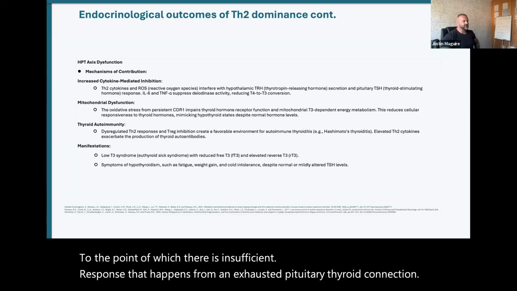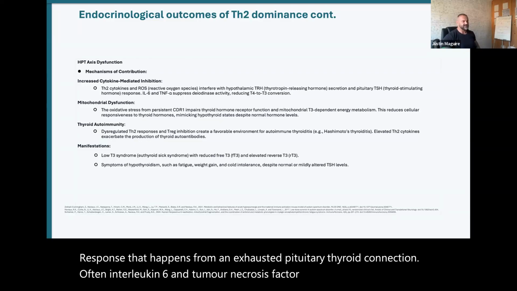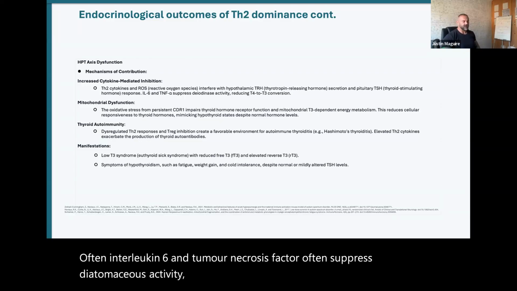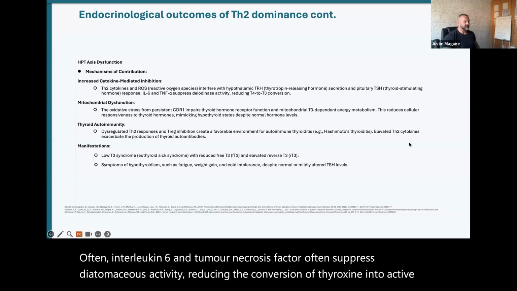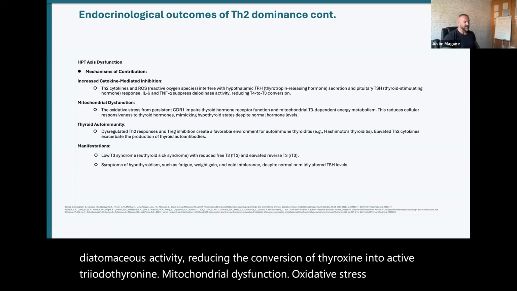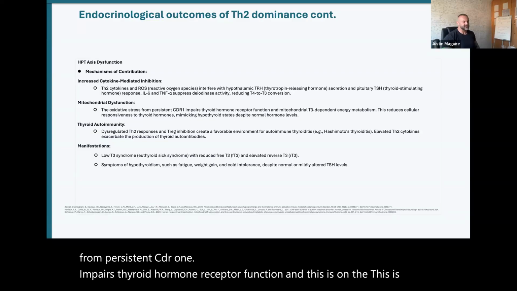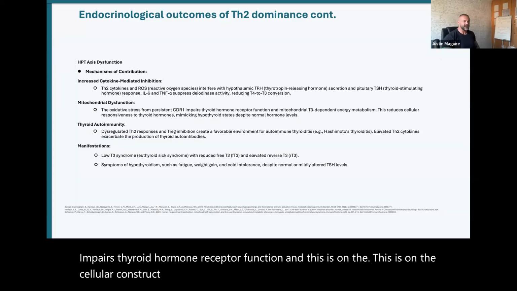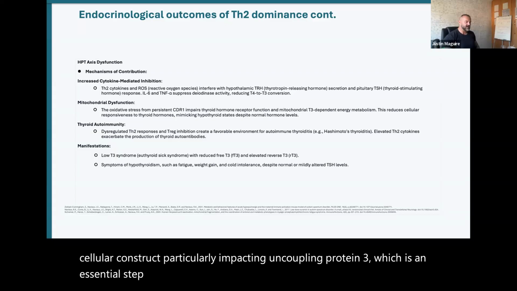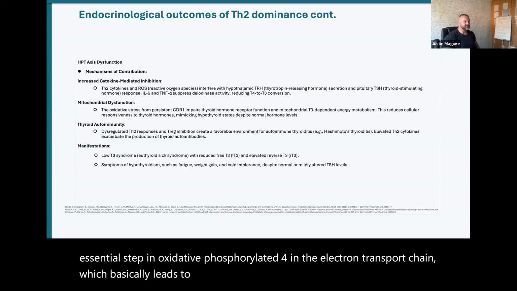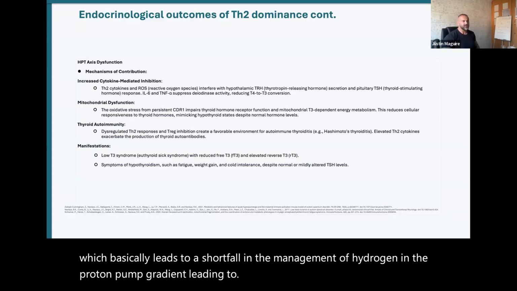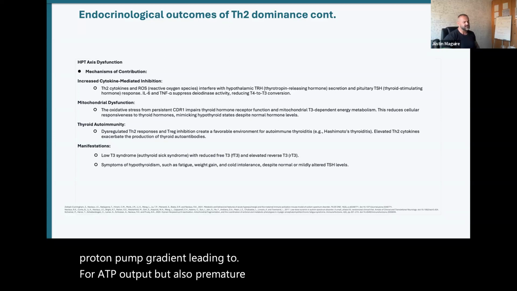Often interleukin 6 and tumor necrosis factor alpha suppress deiodinase activity, reducing the conversion of thyroxine into active triiodothyronine. Mitochondrial dysfunction and oxidative stress can persist and impair thyroid hormone receptor function, and this is on the cellular construct, particularly impacting uncoupling protein 3, which is an essential step in oxidative phosphorylation in the electron transport chain, which basically leads to a shortfall in the management of hydrogen in the proton pump gradient, leading to poor ATP output, but also premature leakage of variables such as cytochrome C, or the potential thereof.